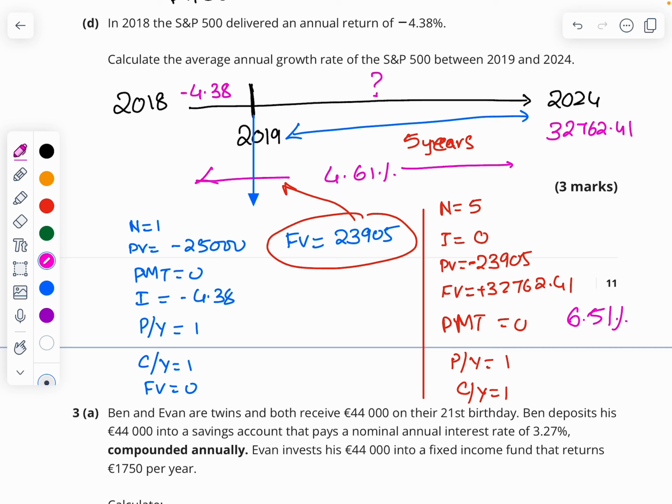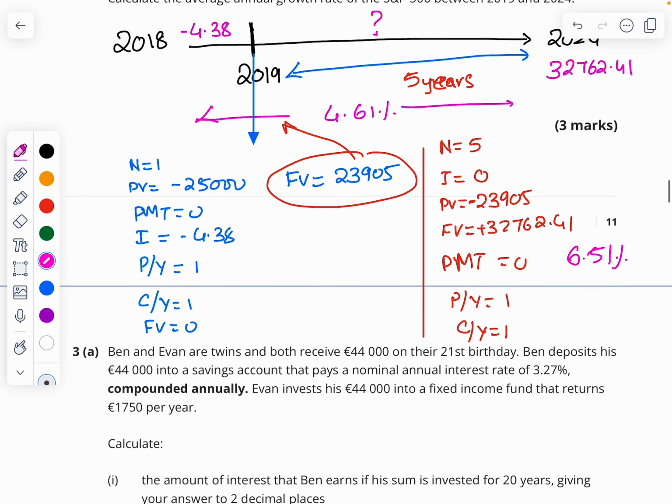So we can check by calculator. N value is 5. Interest we have to calculate. Present value is minus 23,905 and PMT is 0 and future value is 32,762.41. Then calculate the interest rate. So it's going to be 6.51.